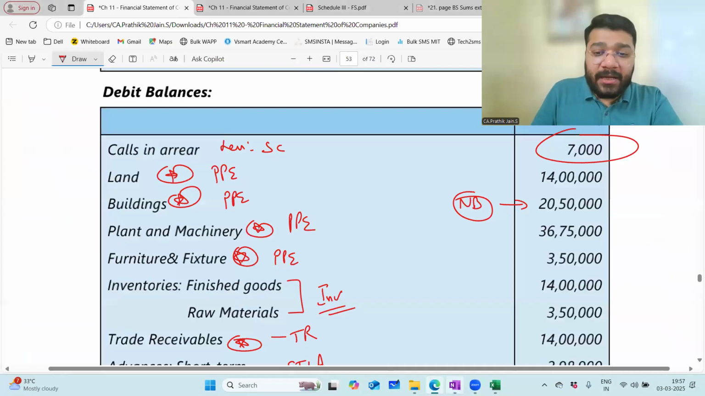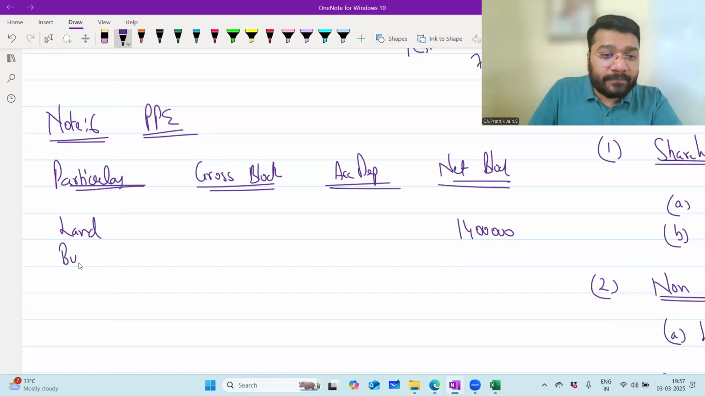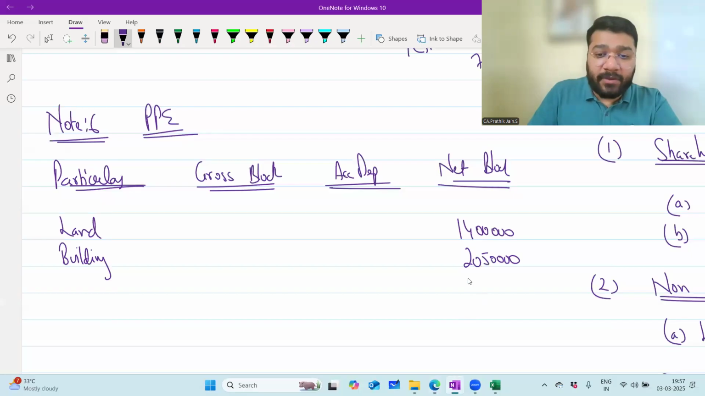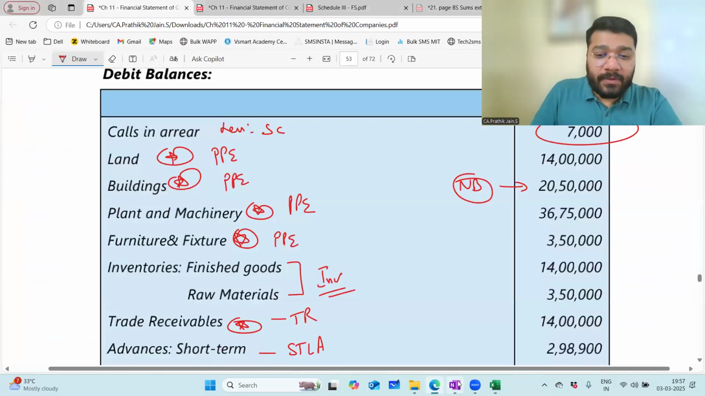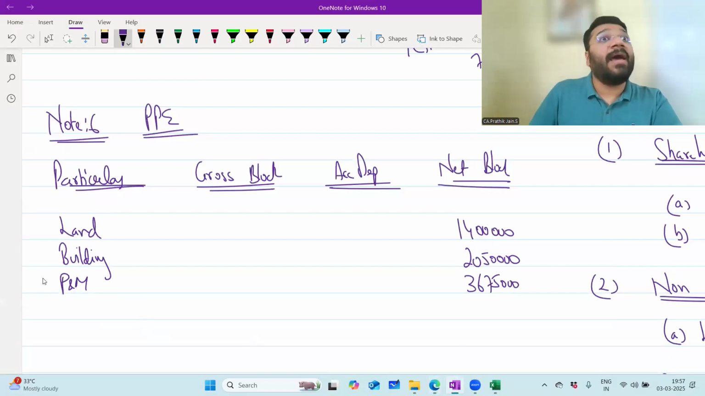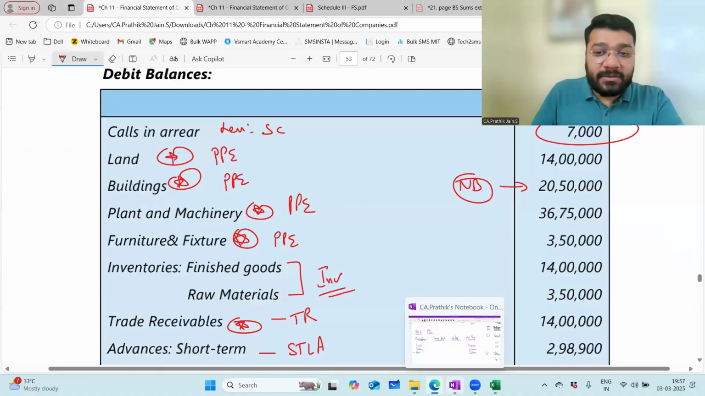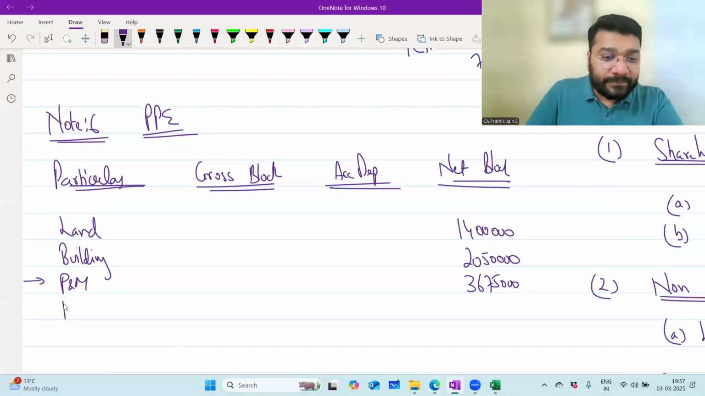Then building 20 lakh 50,000. Plant and machinery 36 lakh 75,000. If you don't have time in exam, in rare scenario, write P and M. Only in the scenario where you cannot complete the paper on time. Furniture and fixtures 3 lakh 50,000.